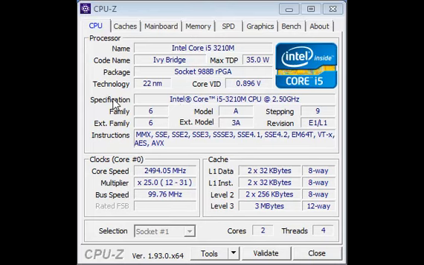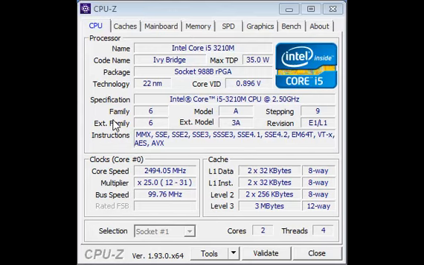Specification. Specification shows the processor's information, and in many cases it is exactly the same as the name field above. Here the specification is again Intel Core i5-3210M, and it is telling the frequency.